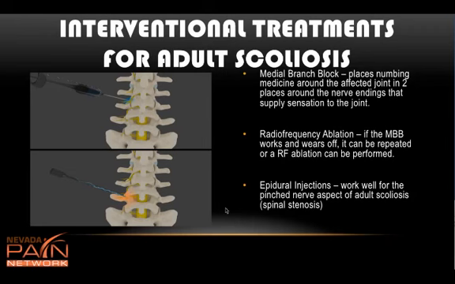Epidural injections do work well for the pinched nerve aspect of adult scoliosis. We call it that spinal stenosis. That can be given as a series of 1 to 3 injections, and that can work extremely well for weeks to months, and then it can be repeated as necessary.